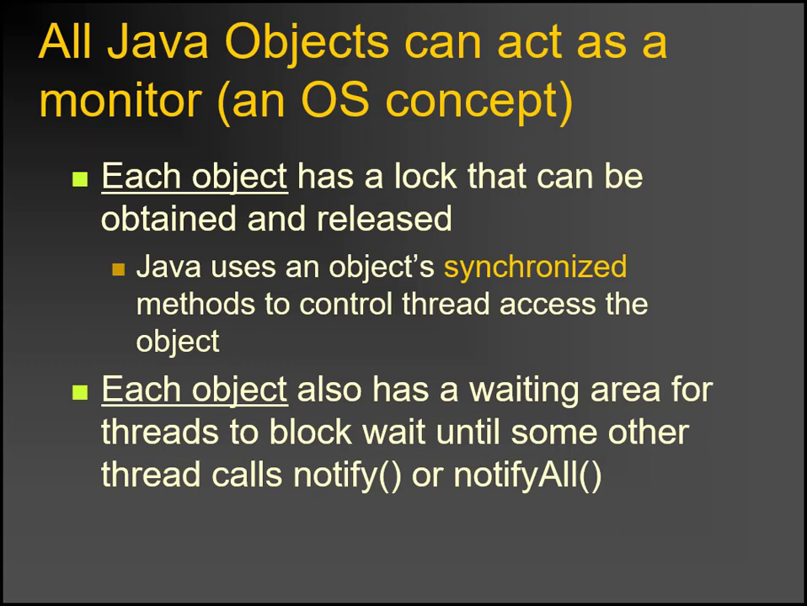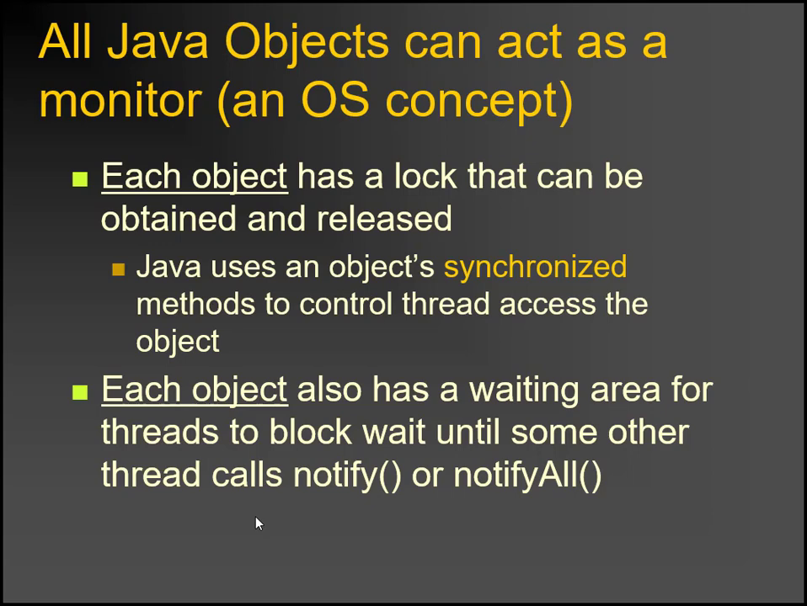But first, in order to understand the solution, we need to review a concept about Java objects. Each Java object has a lock that can be obtained and released, and we've seen how an object's synchronized method allows a thread access to this. But behind that synchronized is a lock, and every object has a lock. Now, in addition to that, each object has a waiting area where threads that block wait until some other thread comes and wakes them up. And this is where wait and notify come in.